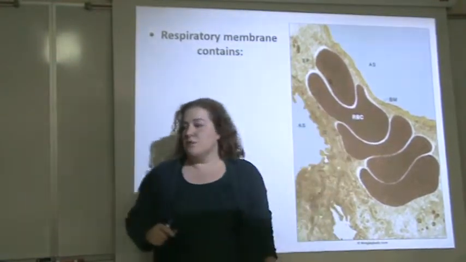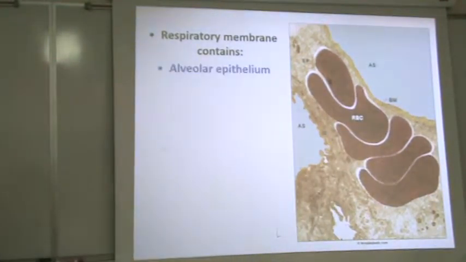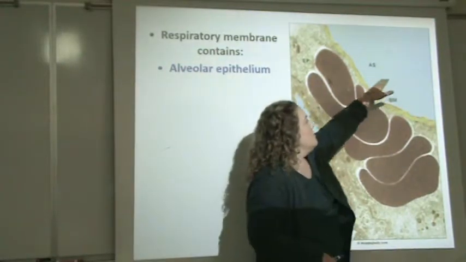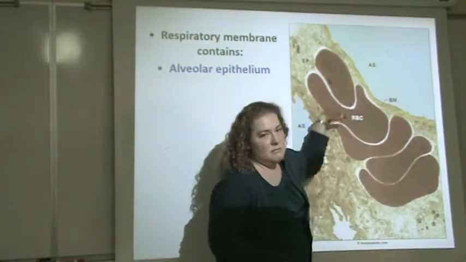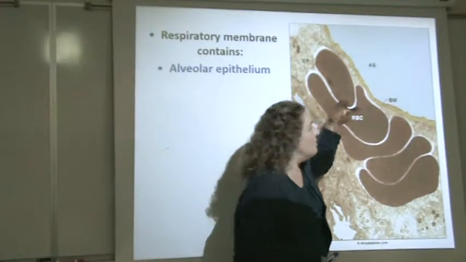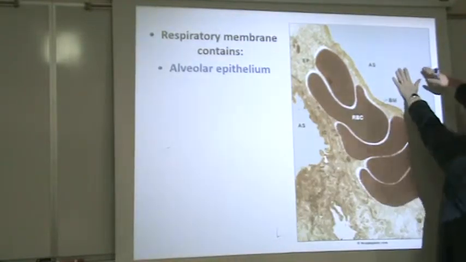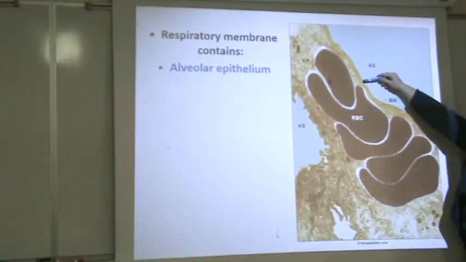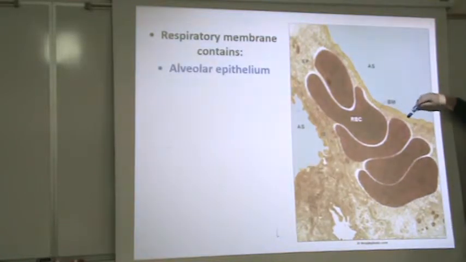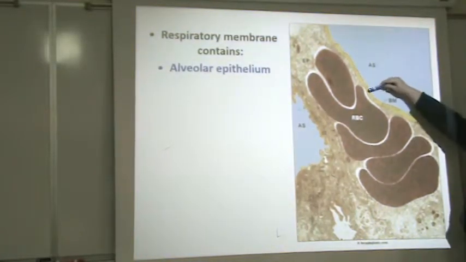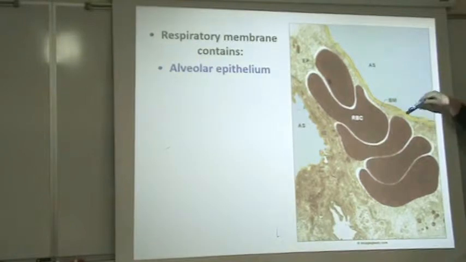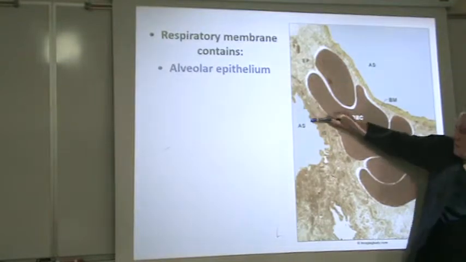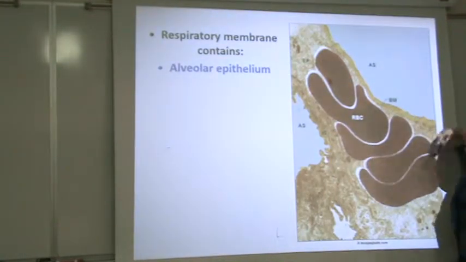This is the respiratory membrane, and it's got 4 parts to it. And we're going from the air interior to the capillary. So over here, this is air. The alveolar epithelium is right here. So that would be the wall of the alveolus. It's so thin you can barely even see it on here. So it would be, over here would be one, over here would be one.